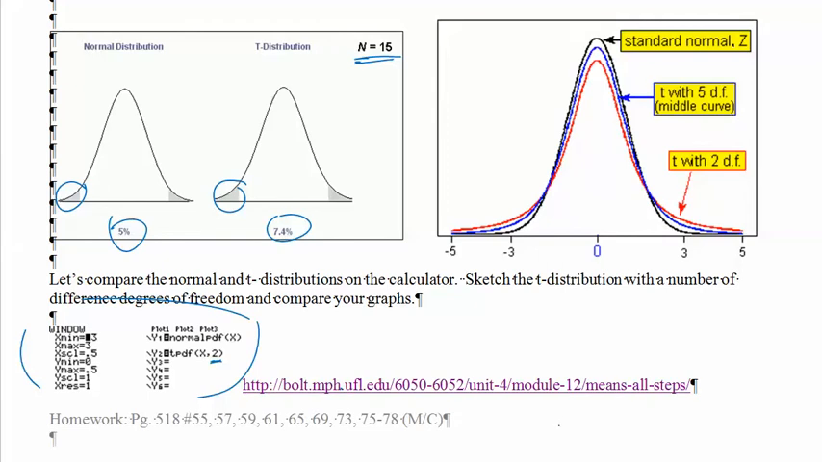Okay, so now you've had a chance to explore on your own calculator. The website at the bottom of the screen right now is where I got this image from. You can see in black the standard normal curve and two curves: the red one with 2 degrees of freedom, the blue one with 5 degrees of freedom. And of course, if we increased our degrees of freedom, in other words, if we made our sample size larger, you would see that the t distributions would approach the standard normal curve.